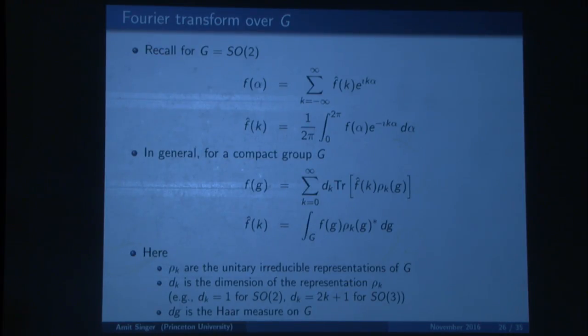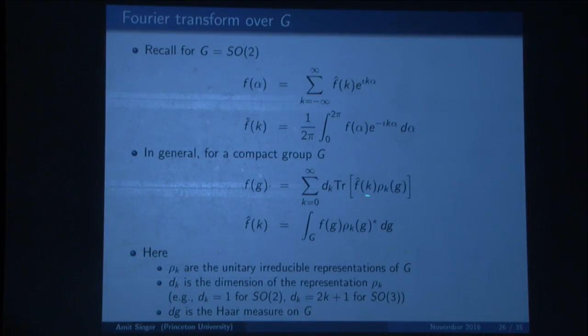So how do we go about this? So this should look familiar. Let's just start with the simple case of SO2. We can expand any function in L2 in a Fourier series. And the Fourier coefficients are given by integrals against Fourier exponentials. And this generalizes very nicely to any compact group. So the Fourier exponentials become irreducible representations. They are also unitary. So this rho_k(g) is in general a matrix of size d_k by d_k, where d_k is the dimension of the representation.